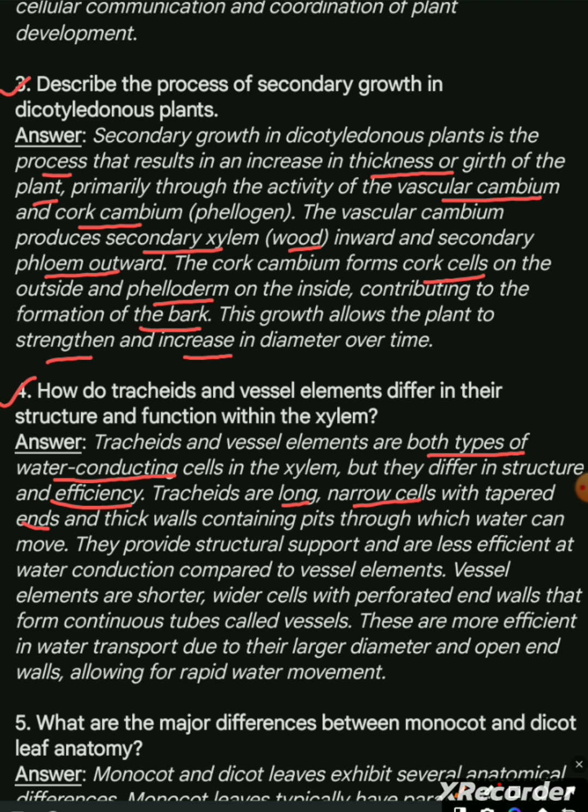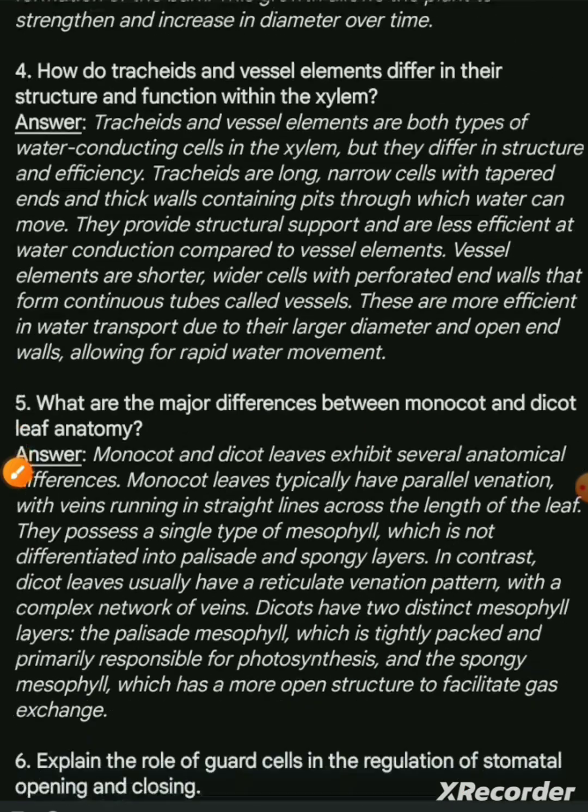They provide structural support and are less efficient at water conduction compared to vessel elements. Vessel elements are shorter, wider cells with perforated end walls that form continuous tubes called vessels. These are more efficient in water transport due to their larger diameter and open end walls, allowing for rapid water movement. Question number 5.